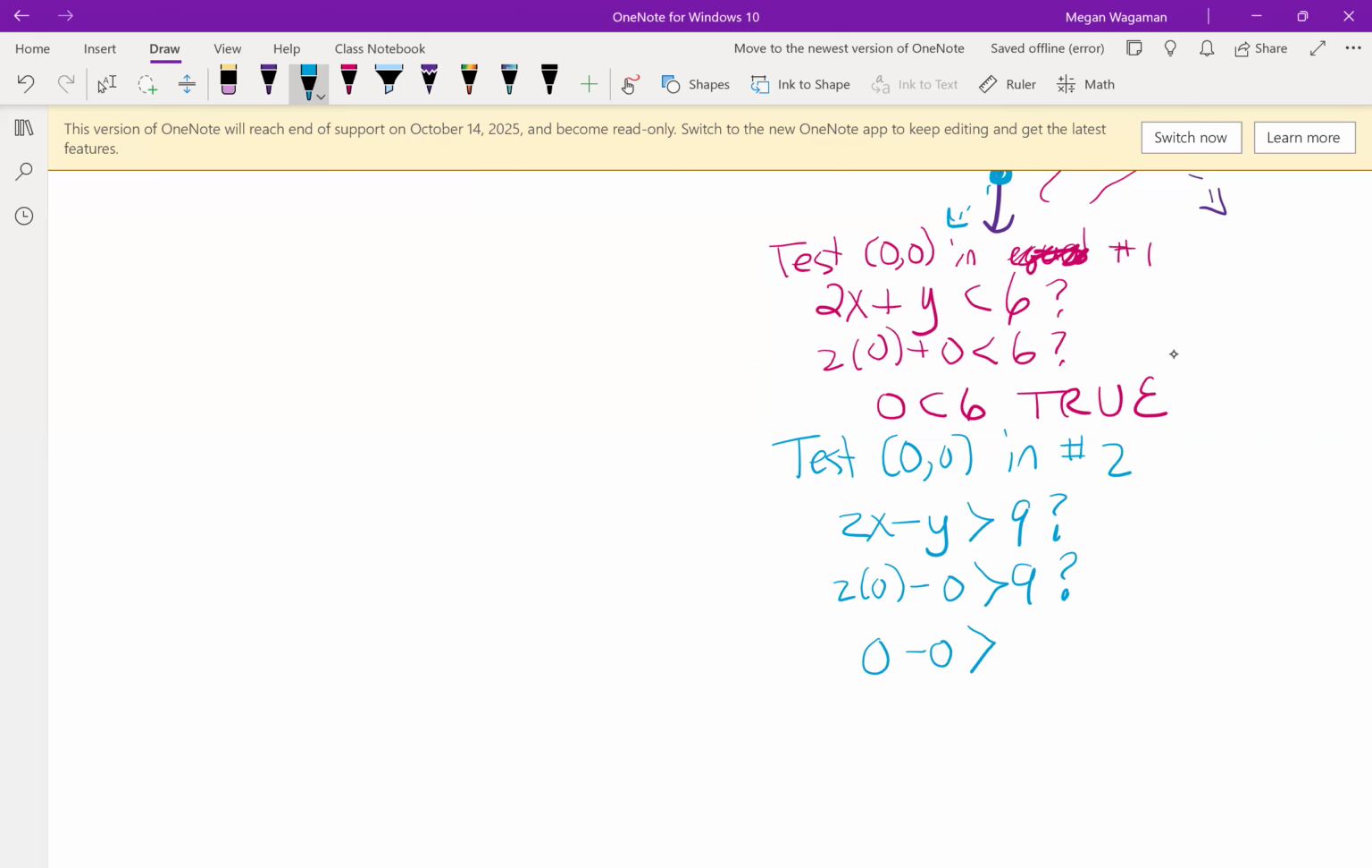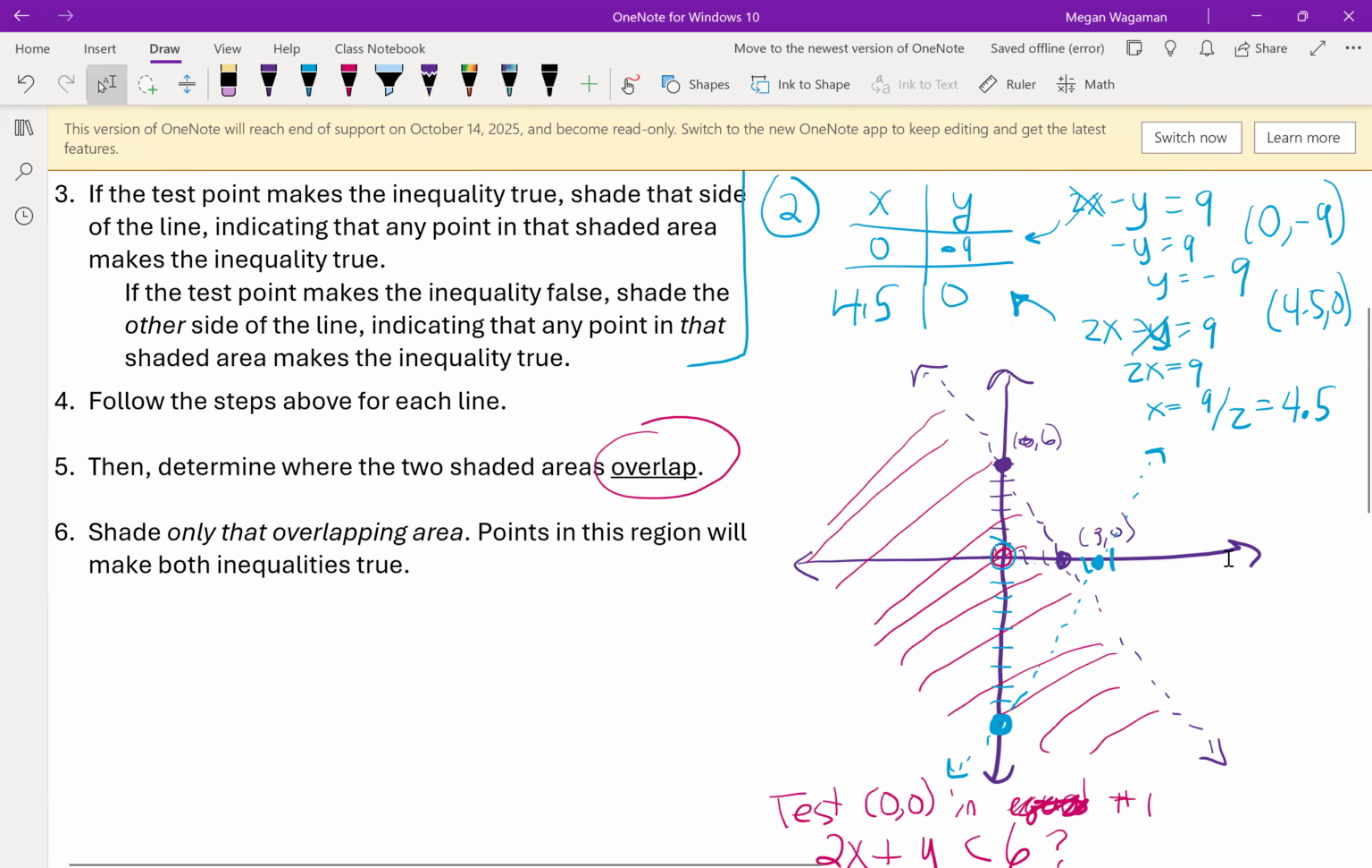0 minus 0, which would be 0. 0 is not greater than 9. So this is false. So I'm going to shade the other side. I'm going to not shade (0, 0). So let me just come back up here. So I'm not going to shade the (0, 0) for this one.